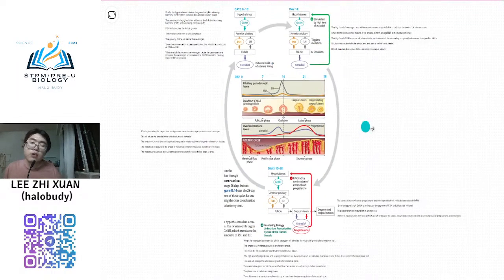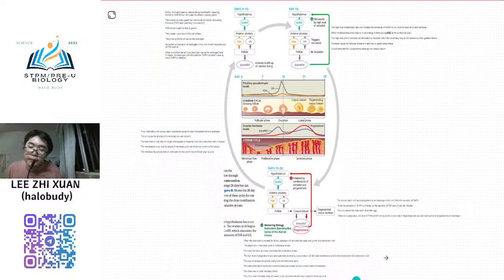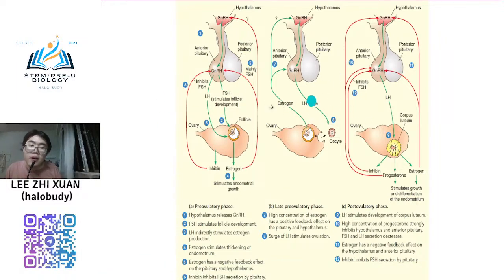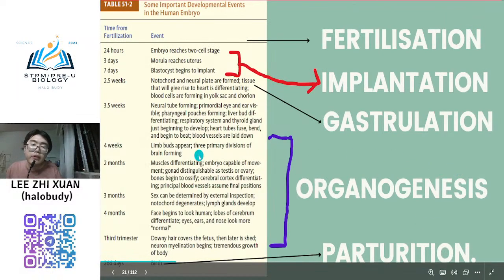Okay, so that's all about the menstrual cycle. Okay, so this is overall. Other books describe the process, actually similar to what I said before, so you can read it yourself. Okay, now we go to the human embryo development.